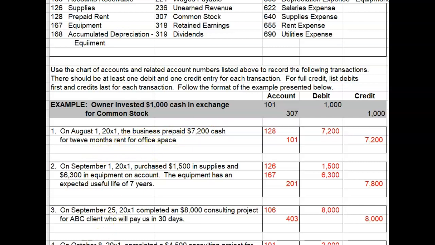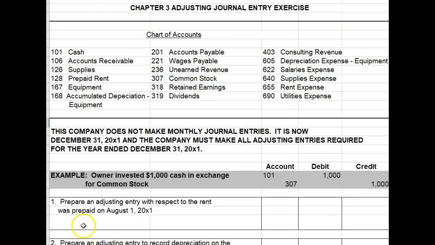So now we can come back here and do some calculations. We can work this one together, then I'll turn you loose on the other ones. $7,200 divided by 12 months equals $600 per month of rent expense times how many months since the original transaction happened.